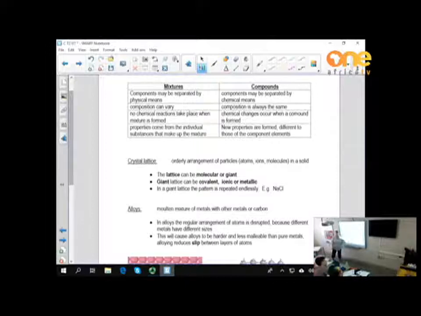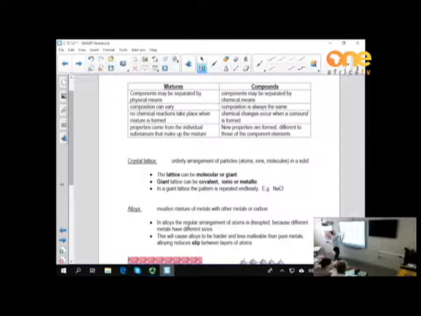Now, don't go and confuse this. In one of the previous units, we had a look at pure and impure. There is overlap because pure substances are elements and compounds. Mixtures are impure. But now specifically, we're going to have a look at mixtures and compounds. You can say compounds are pure and mixtures are impure. But then you mustn't confuse it with the impure properties.